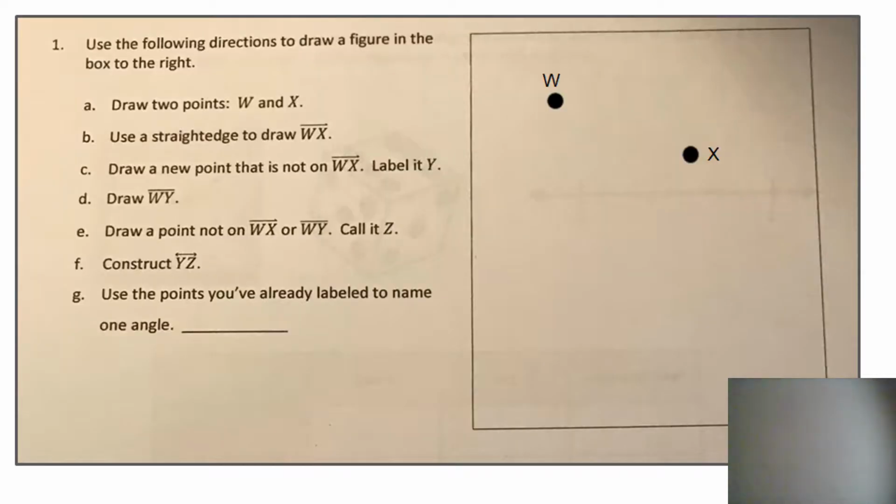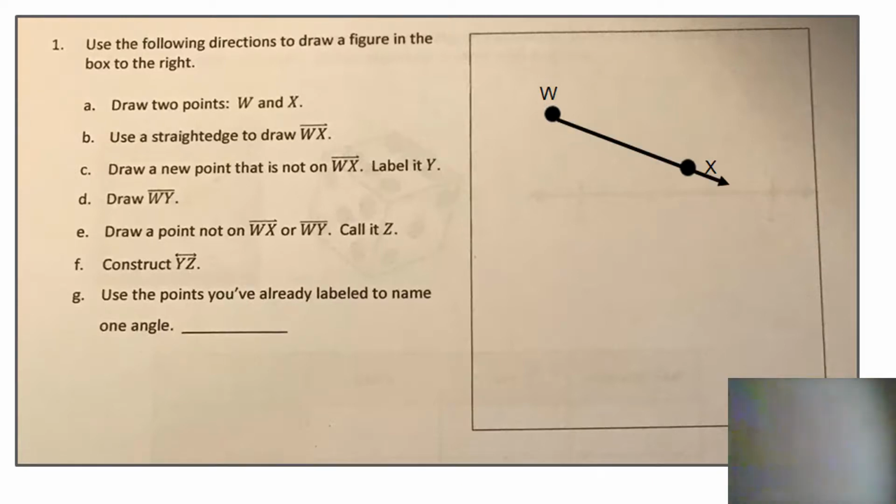So for number 1, we're going to use these directions to draw a figure in this box. Now they called it a box, but it's actually a rectangle because a box is a three-dimensional shape. And we're going to go in order A, B, C, D, E, F, G. So for A, you're going to draw 2 points, W and X. So you can make them anywhere in this rectangle. I just chose here for W and here for X. You have to make sure you label them.